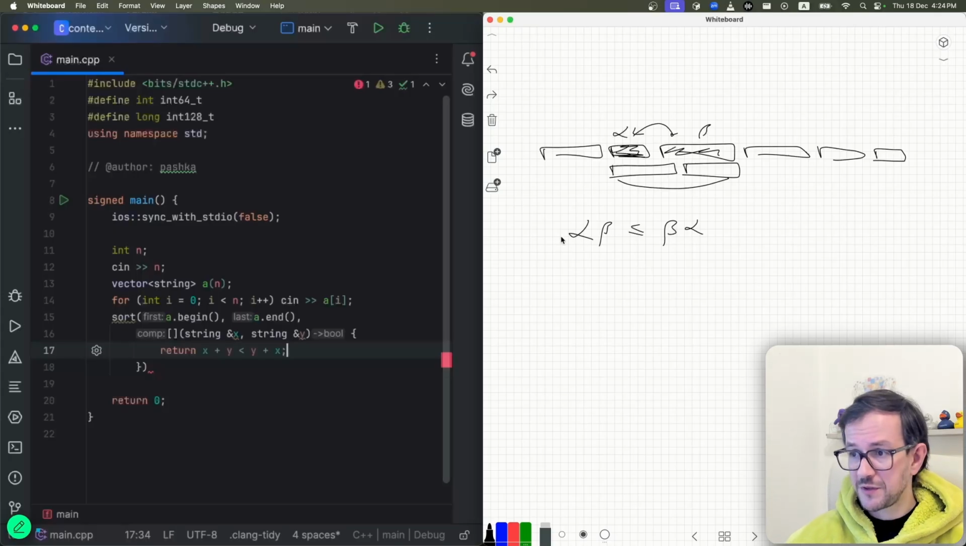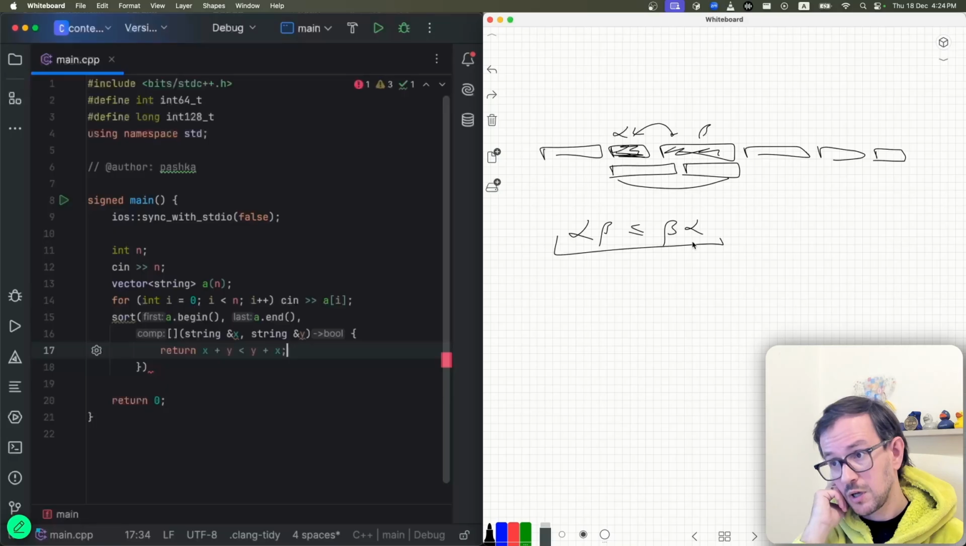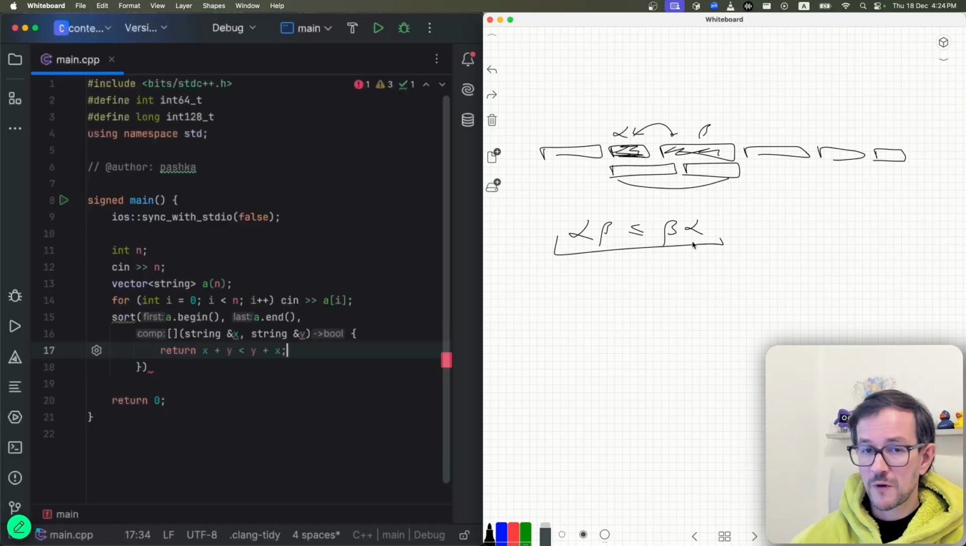And it turns out this property actually makes an order on strings. This is something I actually don't remember how to prove. So this is a good comparator. Again, it's kind of unsymmetrical, it's boring.